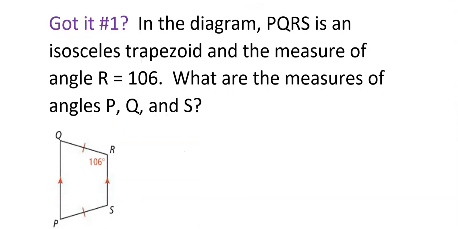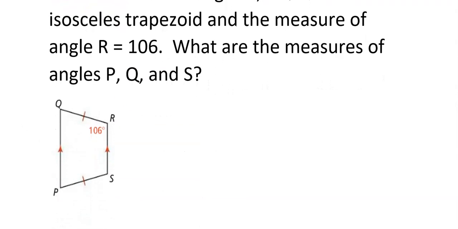In the diagram, we know that it's an isosceles trapezoid. This is not how I picture a trapezoid. I flip it so that the long side's on the bottom. That's just how I look at it in my head. Which angle is the same as 106?